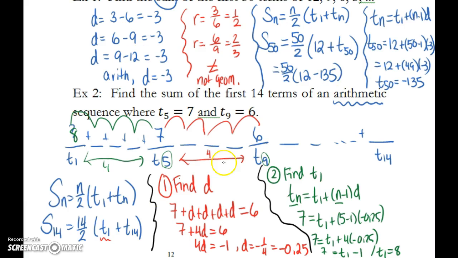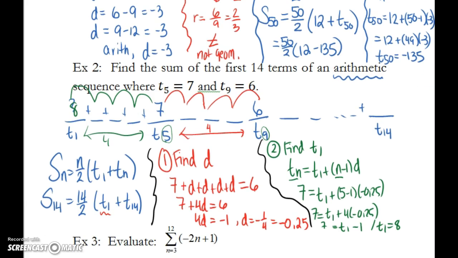And then we can plug that into our formula here. I wish I had a little bit more room, but we'll do this. So let's go back to our formula. We have 14 over 2. Now we know T1 is 8. The next thing we have to do is find T14, our 14th term. Now you can subtract 0.25 until you get to your 14th term. It's not too bad. It's not too far off.